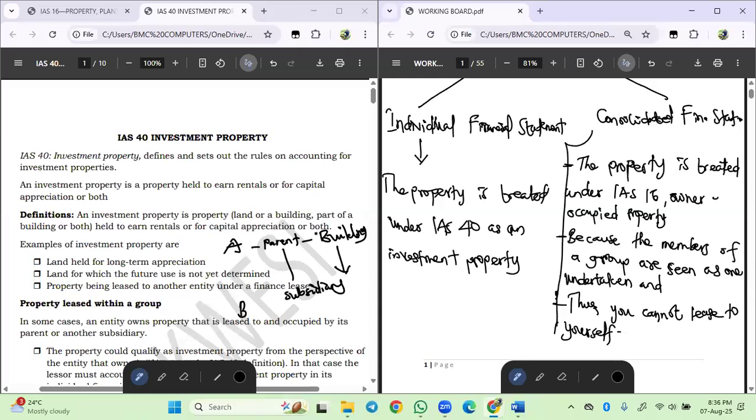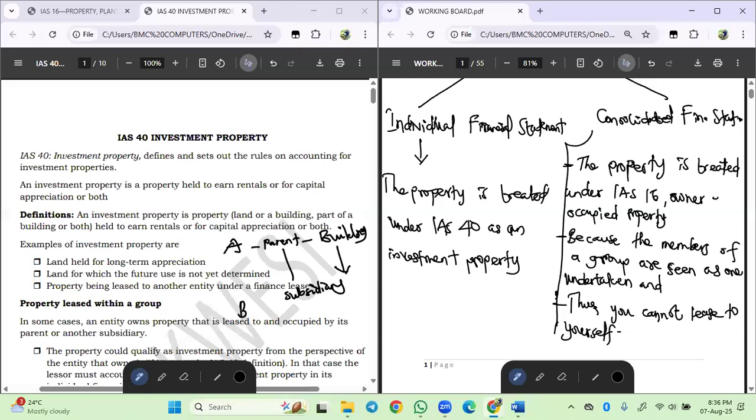And investment property is a property, land or building or part of a building or both, held to earn rentals or for capital appreciation. Okay, so that's the main difference. If you are asked to distinguish between investment property and owner-occupied property, you can talk about the purpose for which they were acquired.